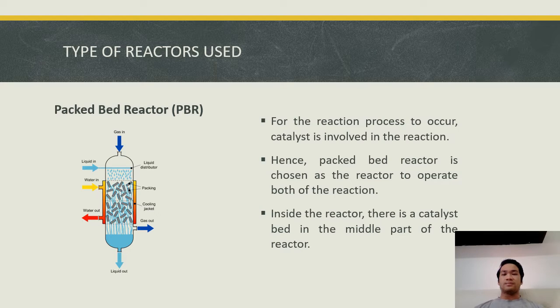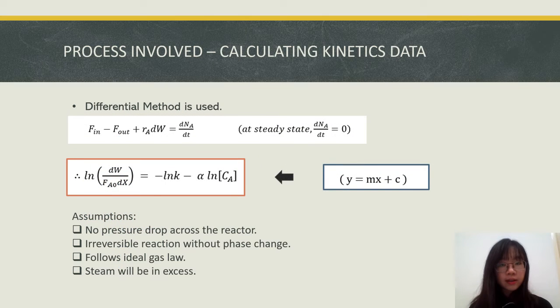For the reaction process to occur, catalyst is involved in the reaction. Hence, packed bed reactor is chosen as the reactor to operate both of the reactions. This is because inside the reactor, there is a catalyst bed in the middle part of the reactor. To calculate the kinetics data, differential method is used, where we can derive this equation from the basic mole balance equation of the packed bed reactor. By using this equation here, we can draw a linear straight line graph.